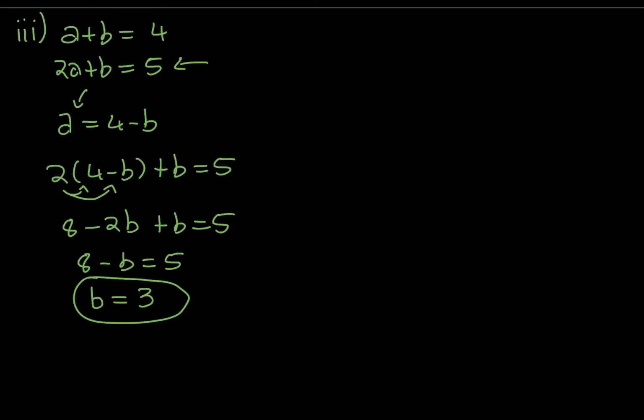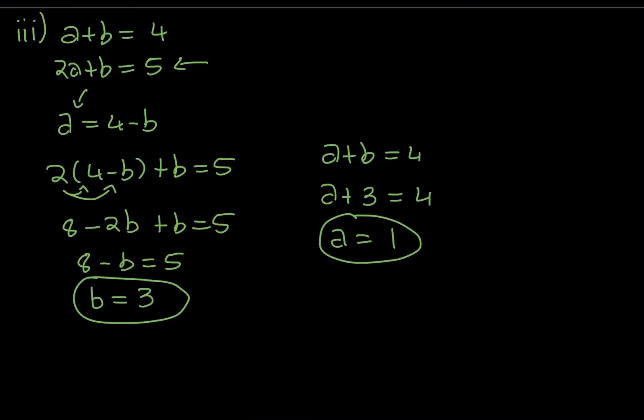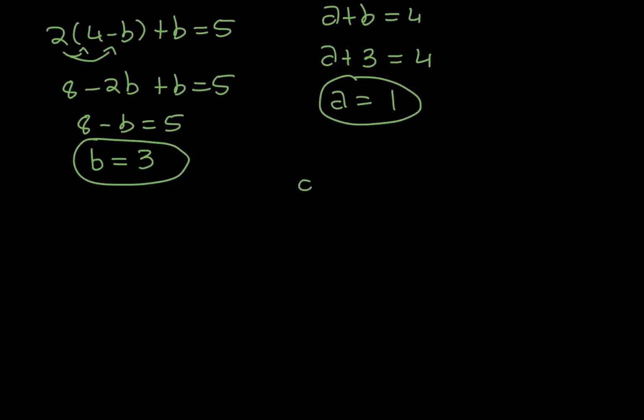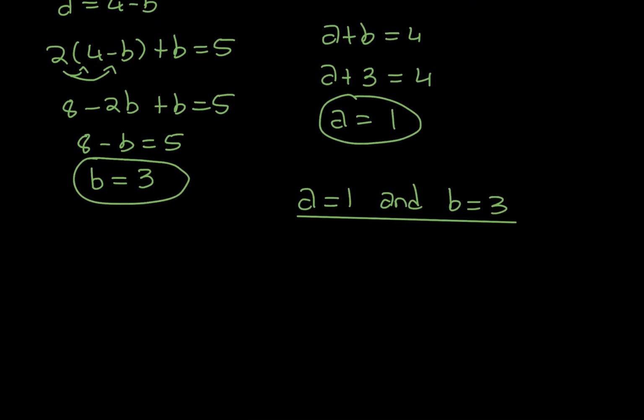Plug it into either of the equations. In this case, I'll pick the first equation, a plus b is equal to 4. Plug in 3 for b, and therefore a is equal to 4 minus 3, which is equal to 1. And therefore a is equal to 1 and b is equal to 3. And that is how you solve simultaneous equations using the substitution method.